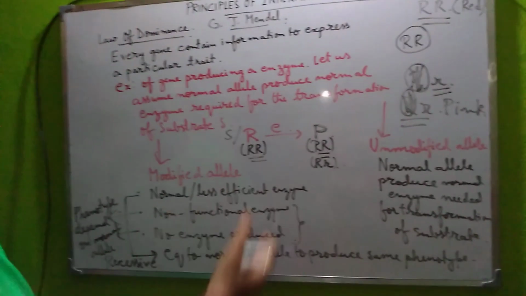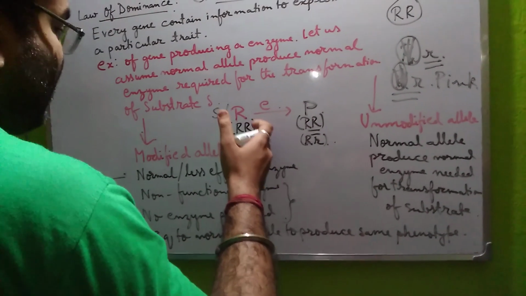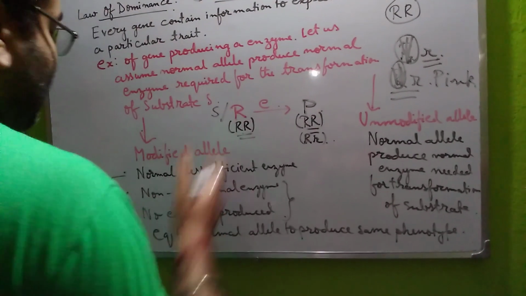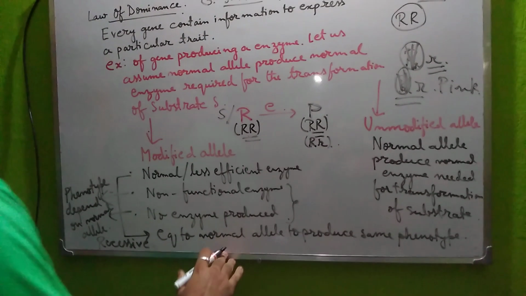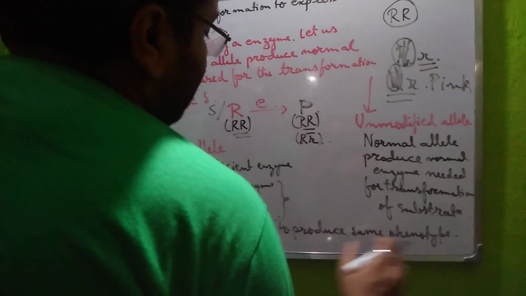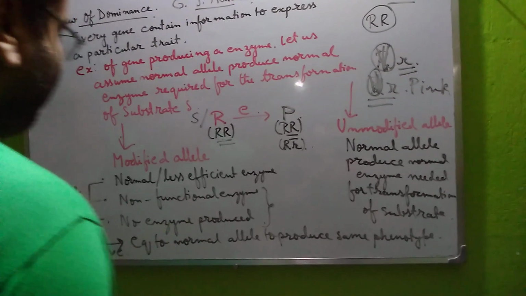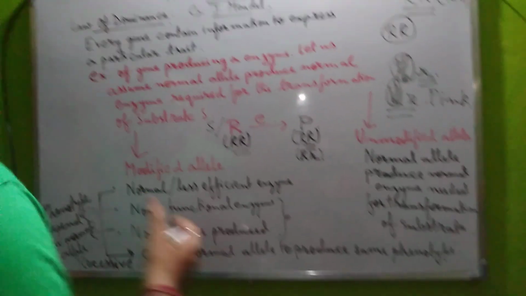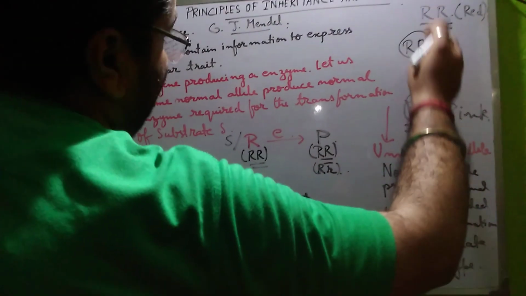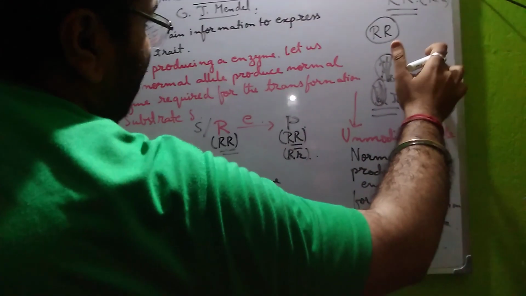Whereas if it has become modified, it can become either the normal one, the same as we had in the beginning, that is capital R and capital R, or less efficient, that is capital R and small r, which is equivalent to the normal allele that produces the same or nearly the same phenotype. Other than that, it can also become a non-functional enzyme. Non-functional means that out of the two alleles, one becomes non-functional. Then what will happen? The small r will be functional.